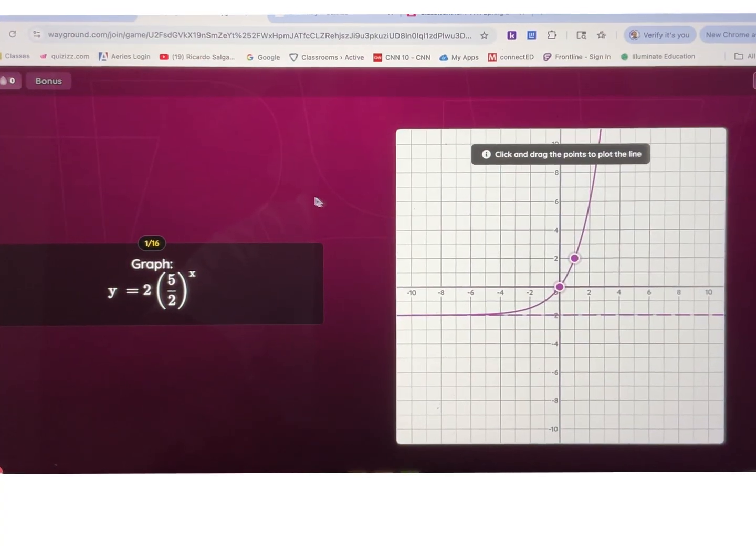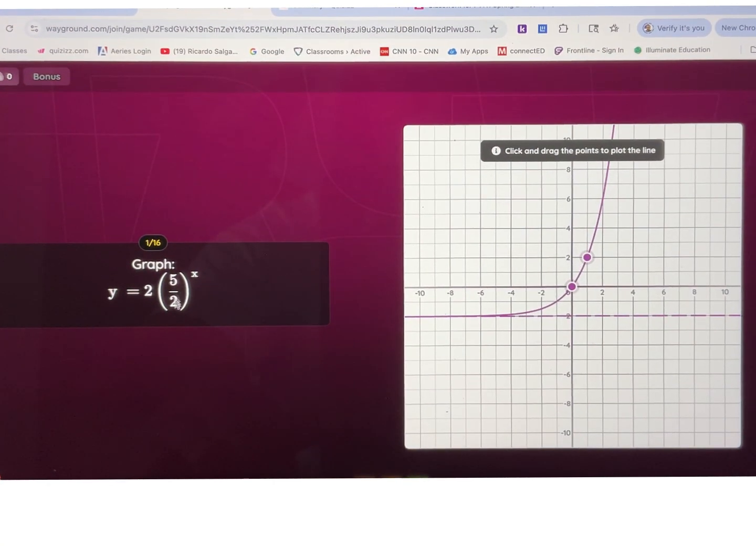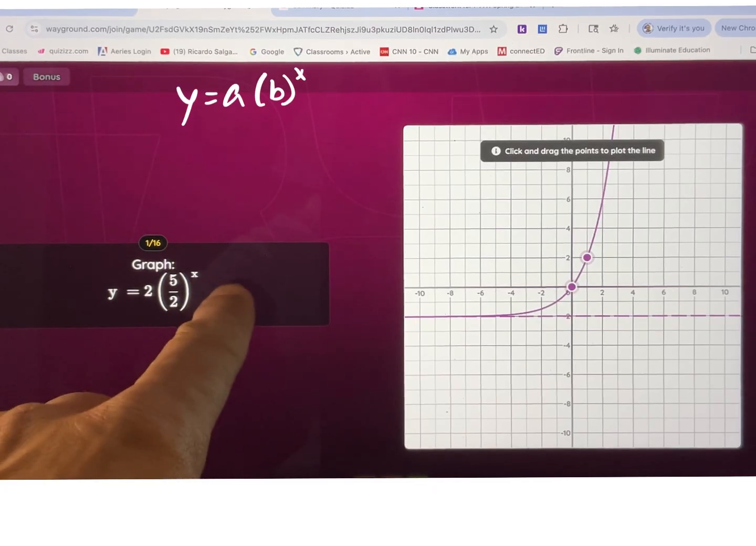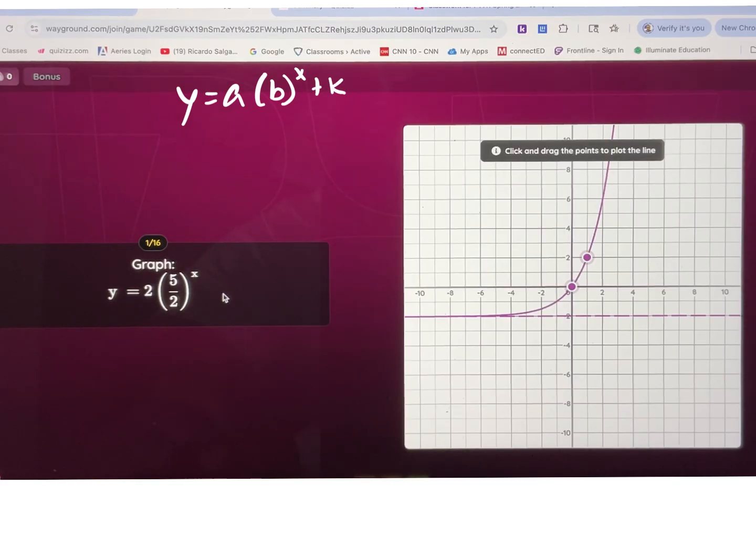So right here, we have the base 5 halves to the power of x, and we should remember the form y equals a times the base to the power of x, and then at the very end you have plus k. So that plus k is the plus or minus whatever number is out there. That tells you the asymptote. So what number's out there?